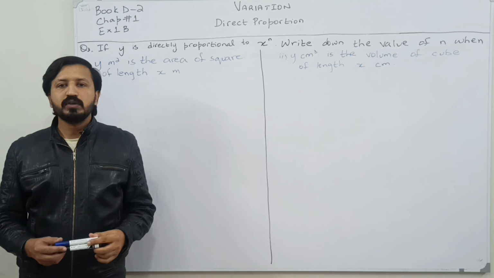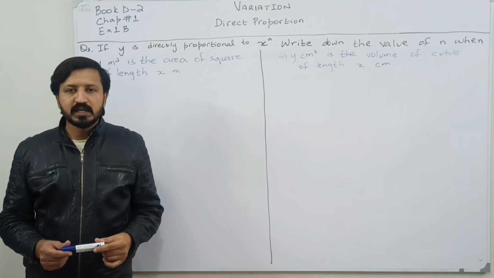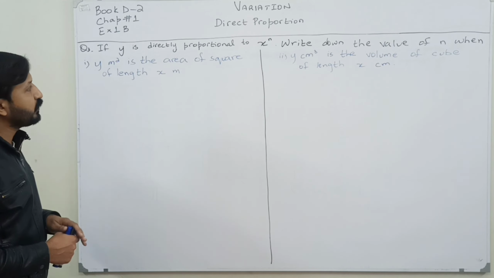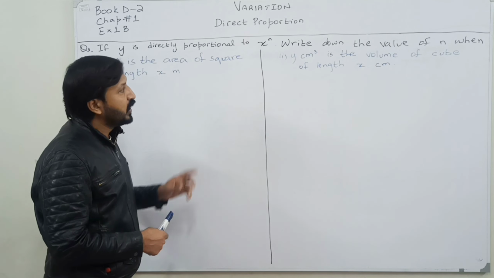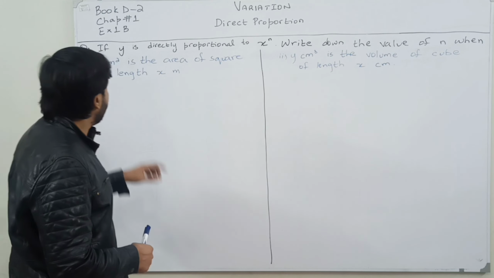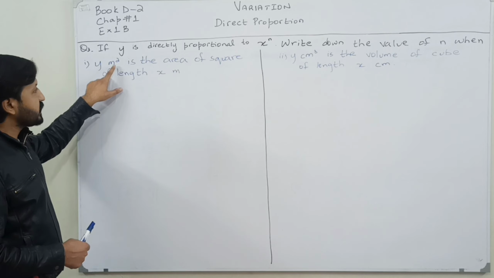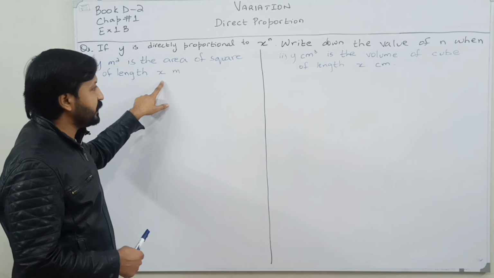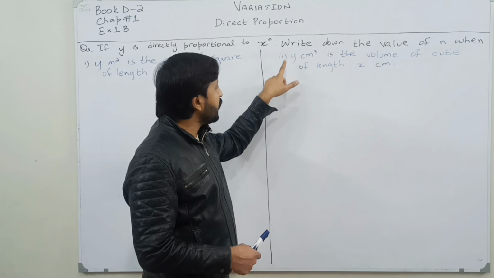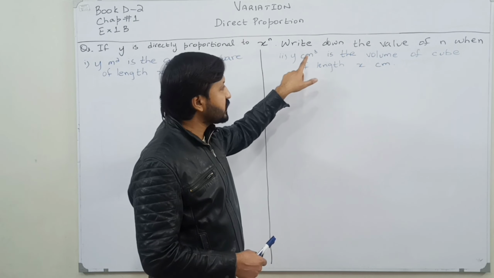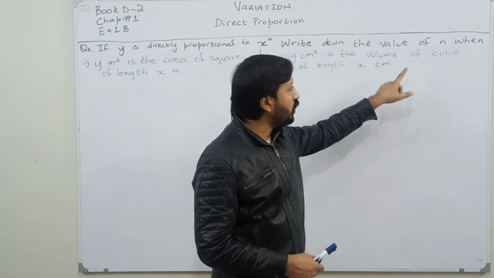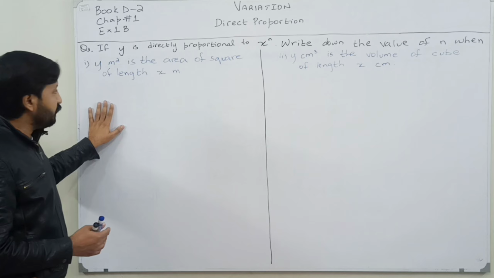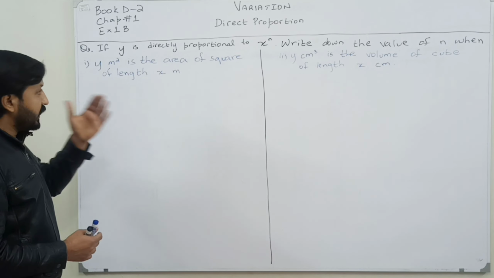In this video we are going to discuss question number 3 of exercise 1B, book D2. The question says: if y is directly proportional to x to the power n, write down the value of n when y meter square, this is the unit, is the area of a square of length x meters. Part number 2 says y centimeter cube, this is the unit again, is the volume of a cube of length x centimeter. So we are going to solve part number 1 and then part number 2.